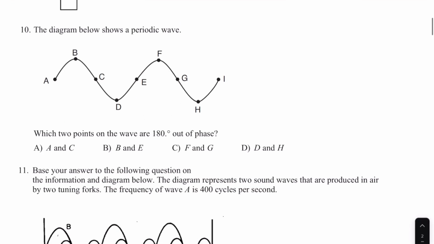Number 10. The diagram below shows a periodic wave. Which 2 points on the wave are 180 degrees out of phase? So my personal trick for this is to look at the degrees for each point. Remember that one full wave is equal to 360 degrees. So if we split the wave into parts, each point is 90 degrees from each other. So this would be 0 degrees. This would be 90 degrees. This is 180. This is 270. And this is 360. So 180 degrees out of phase would be A to C. So that is going to be choice A.